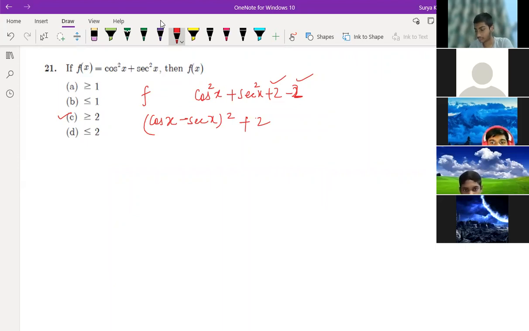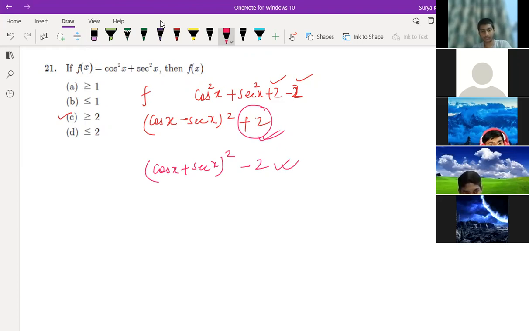Then, sir, in the next step, the square of any expression is always greater than or equal to 0. So f(x) is greater than or equal to 2 is coming, right? And if you write here cos x plus sec x whole square, then you should write minus 2, right? So in this case, the value will be plus 2 and minus 2. The greater than is coming. Sir, how will greater than come?